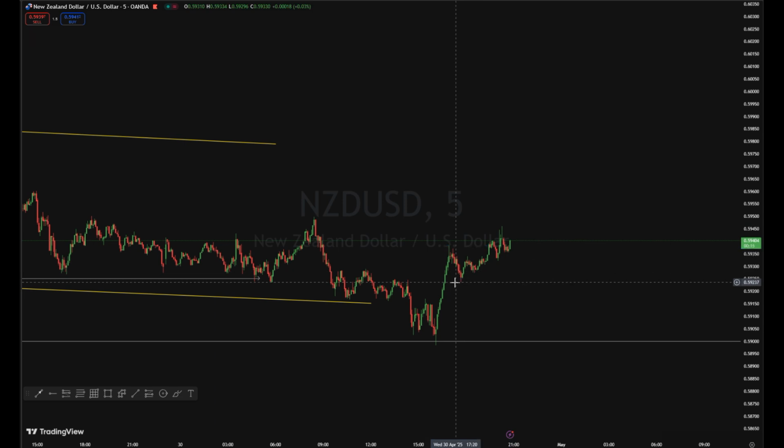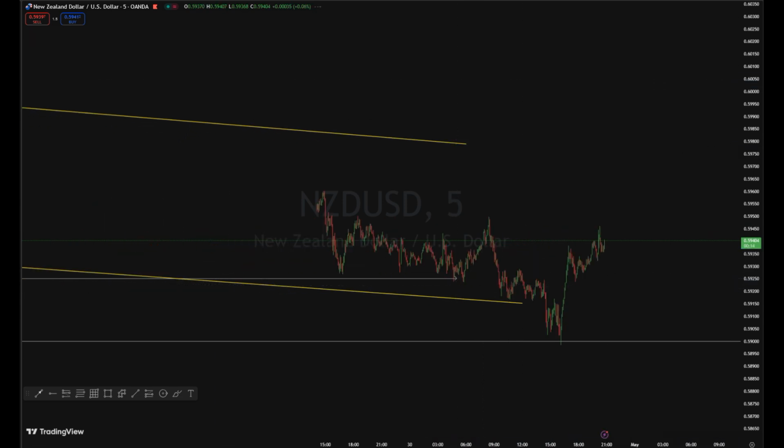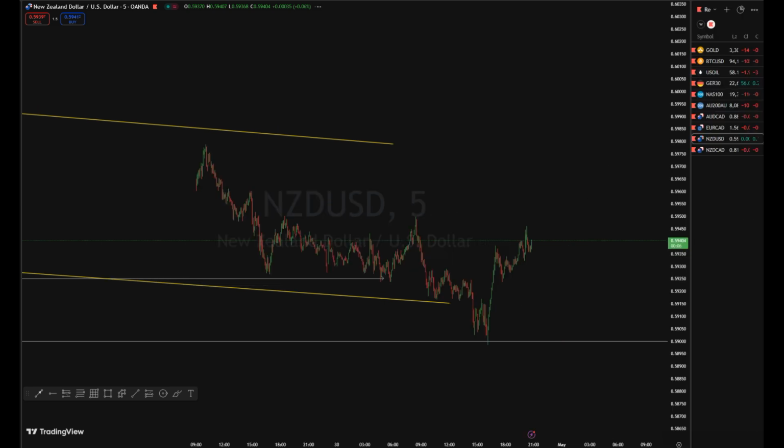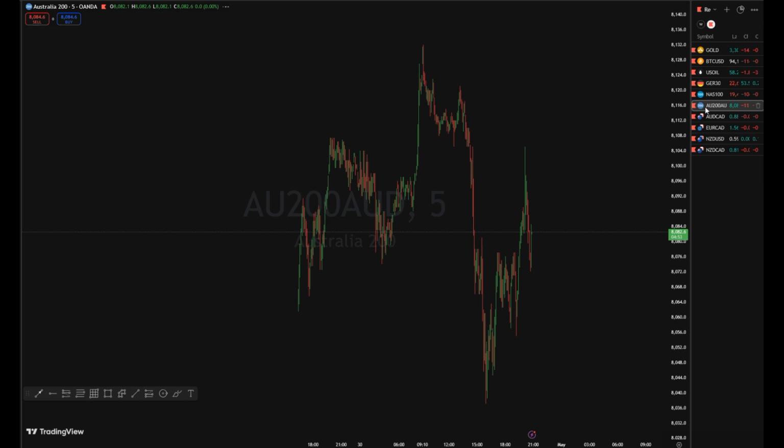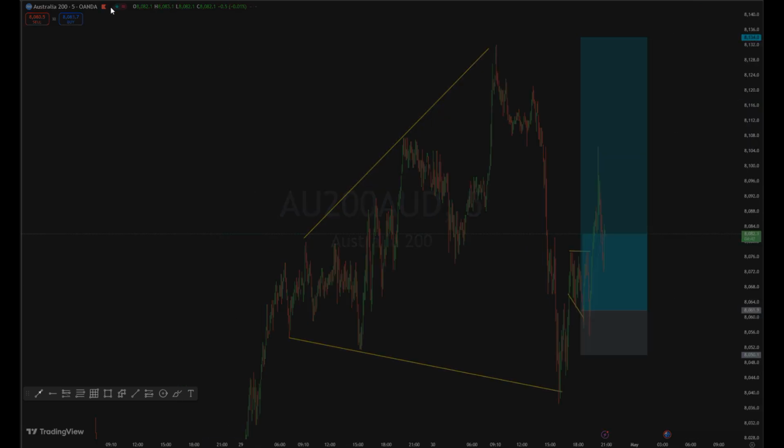Okay, so right now let's just get straight into AU 200. So AU 200, guys, it's a missed entry, a long position, but I will demonstrate as if I've taken that entry. You got it? So okay, let me just go to the 15 minutes. So yeah, it's this buy position right there, guys.